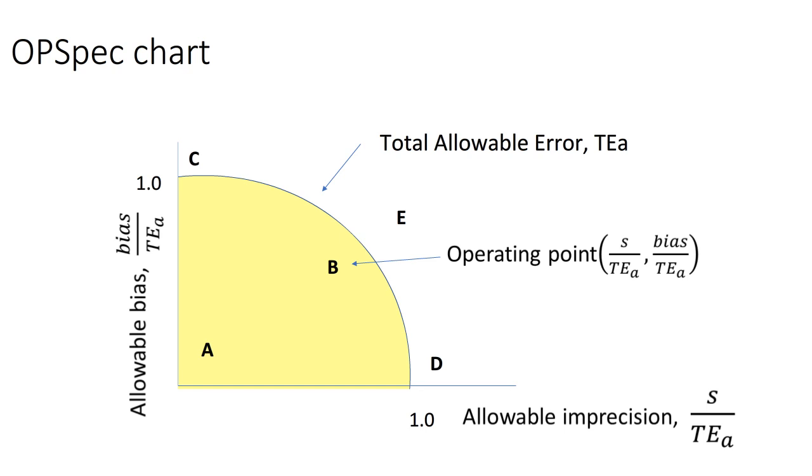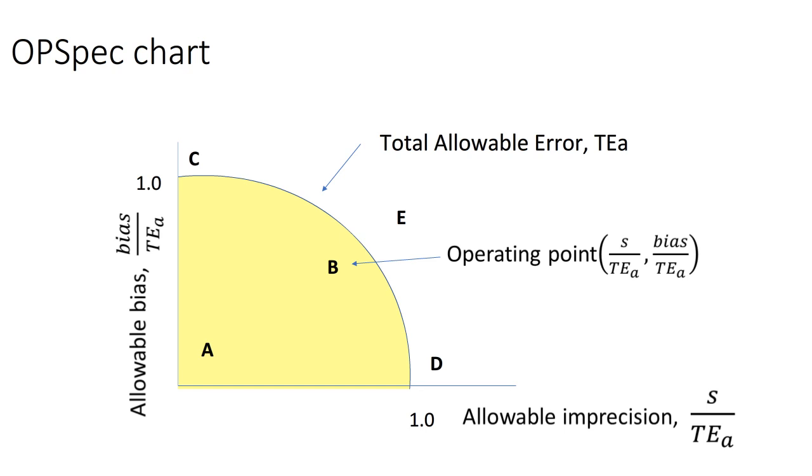Let's first look at how OPSpec charts are used, then we'll take a look under the hood and see why they work. So let's just look at what's plotted against what in the OPSpec chart. The OPSpec chart plots the percent allowable imprecision against the percent allowable bias. And the percent allowable bias and allowable imprecision are simply the ratio of your imprecision and bias to the total allowable error. So you see on the horizontal axis, it's just the ratio of the standard deviation to the total allowable error. And on the vertical axis, it's the bias relative to the total error allowable.